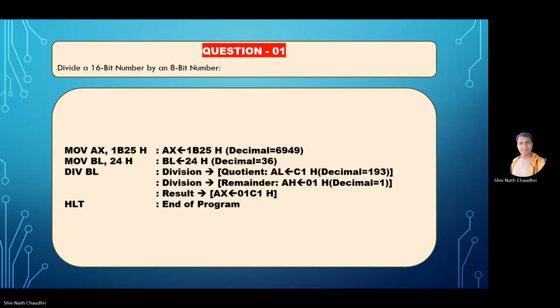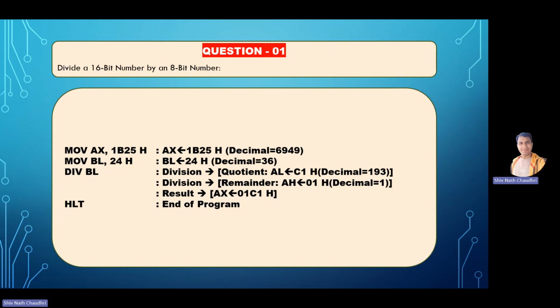The division operation gives two results: one is the quotient and the second one is the remainder. The quotient is saved into the lower byte of the accumulator, meaning AL, and the remainder is saved into the higher byte of the accumulator, AH.